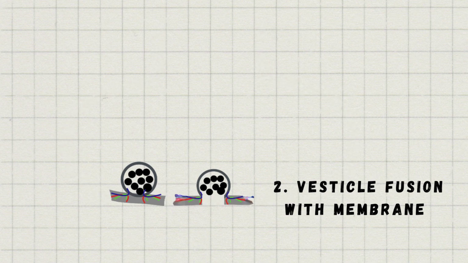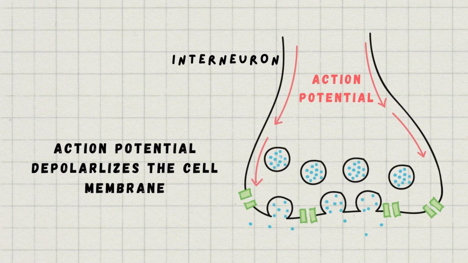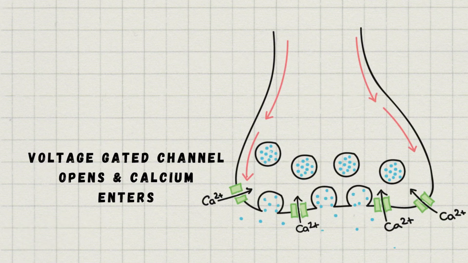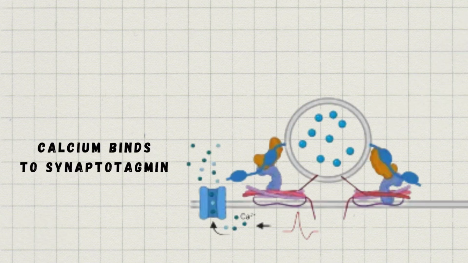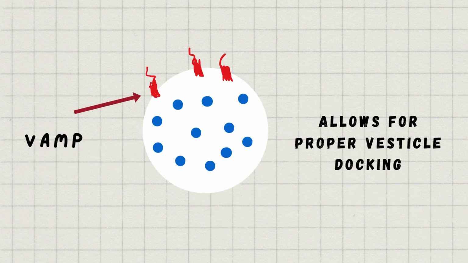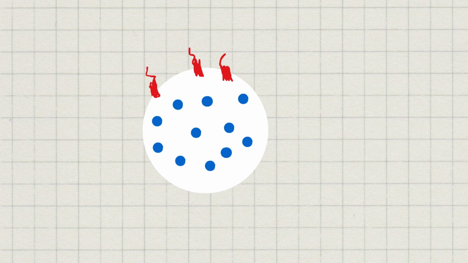How does this happen? So first, action potential depolarizes the cell membrane, and the voltage-gated channels open, and calcium enters. Calcium then binds synaptotagmin, and then the VAMP allows for proper vesicle docking, meaning exocytosis can be achieved.